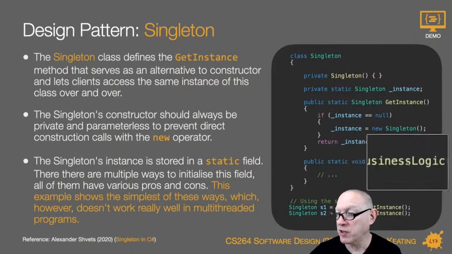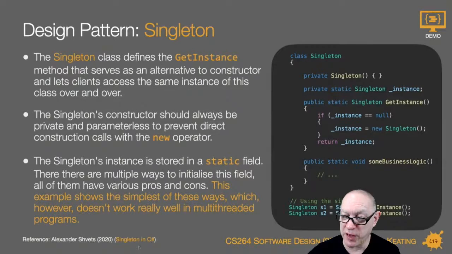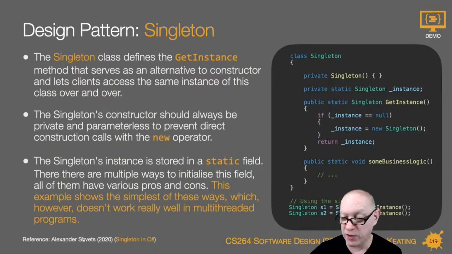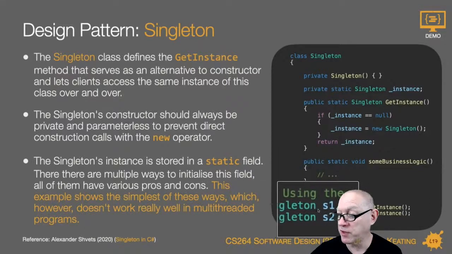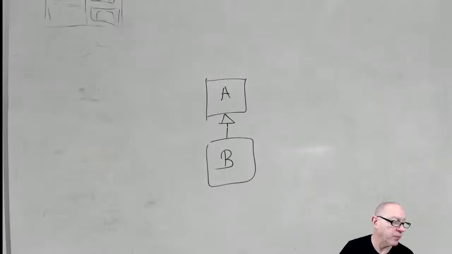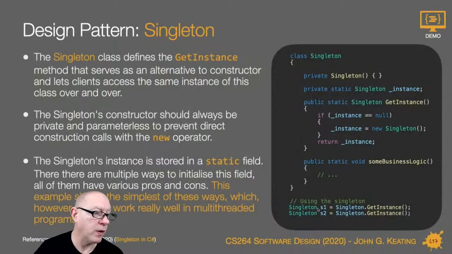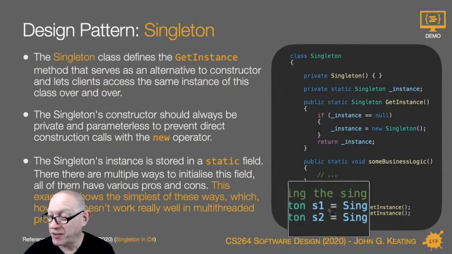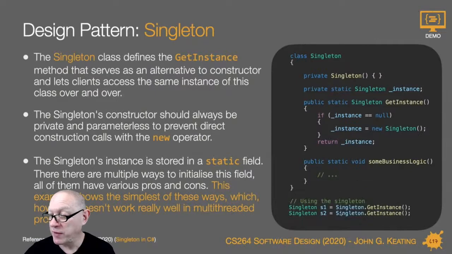You may have some logic in here as well. I took this particular example from the Singleton and C# and from the Dive into Design Patterns textbook. And you can see that if you were to create a singleton S1 here or singleton S2, then what happens is that you just get the instance, and if you tested S1 and S2, you would find that they both refer to the same instance of the object.